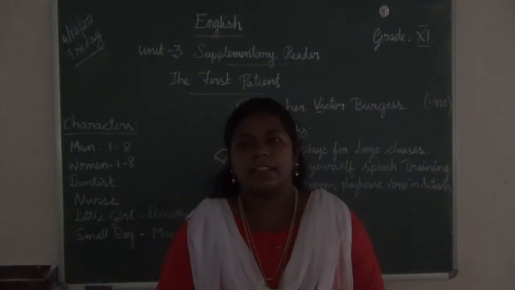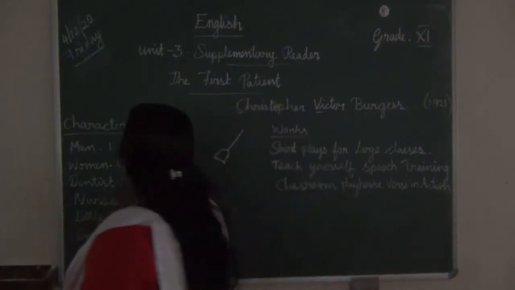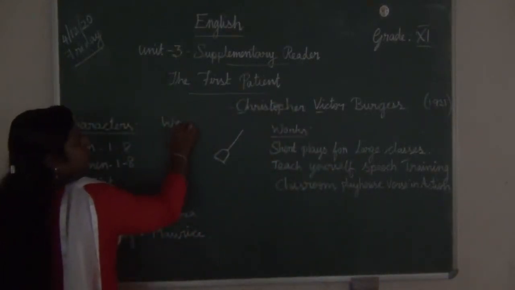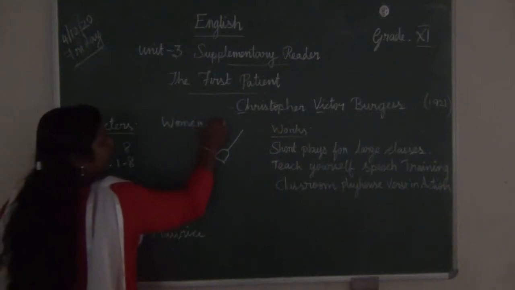So this character, you can understand, woman 5 is always doing this: she shows the photographs.